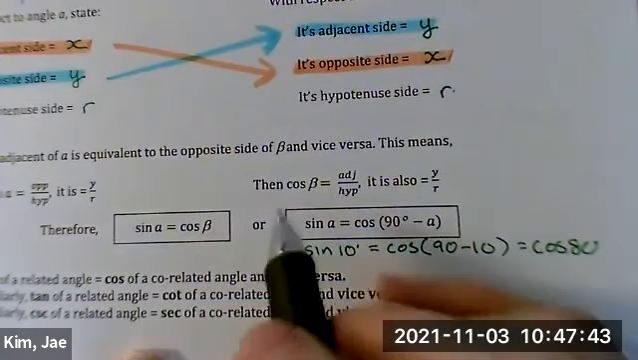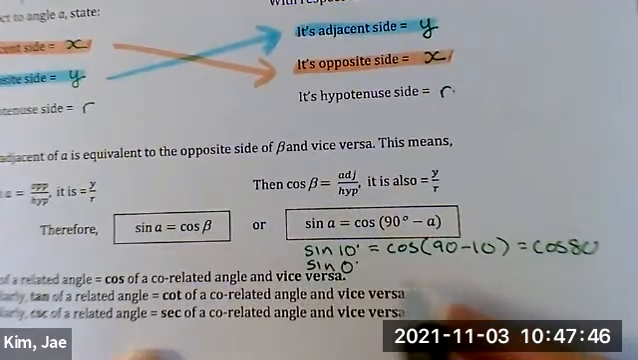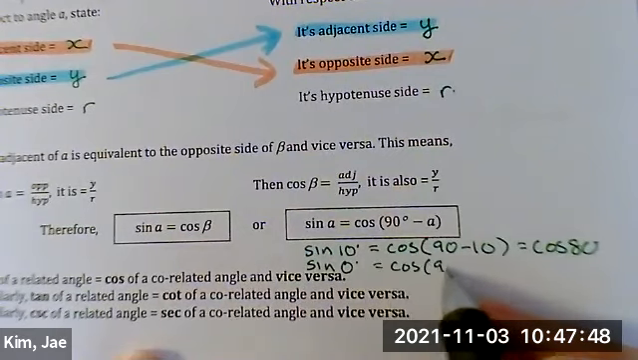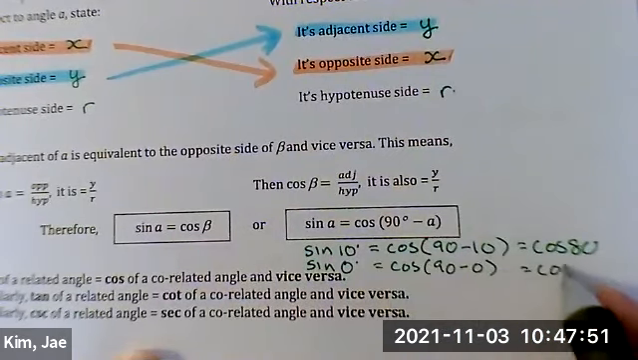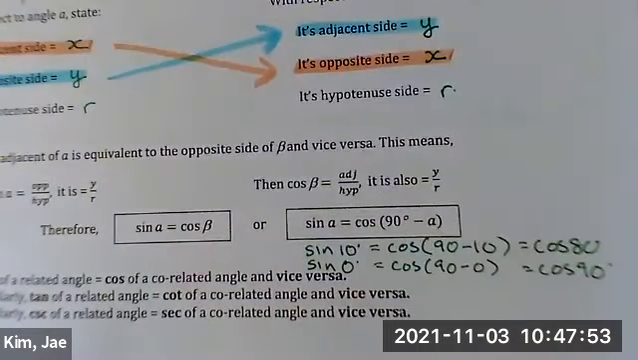Even sine of 0. Sine of 0 degrees is the same as cosine of 90 minus 0, which is cosine of 90. If you don't believe me, try it on the calculator. And this is why sine and cosine are correlated. I'll say it one more time. This is why sine is correlated to cosine.